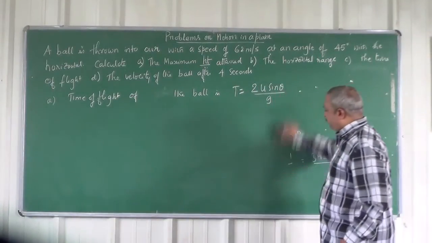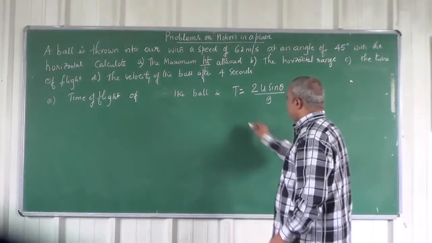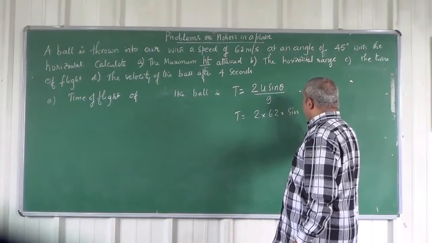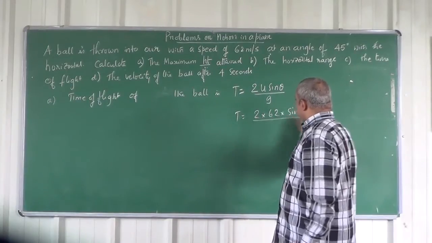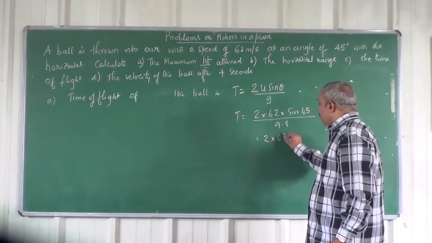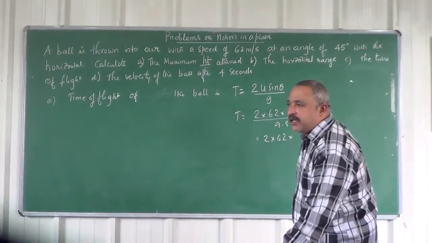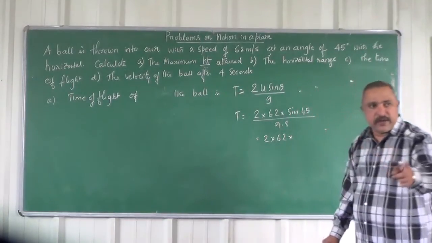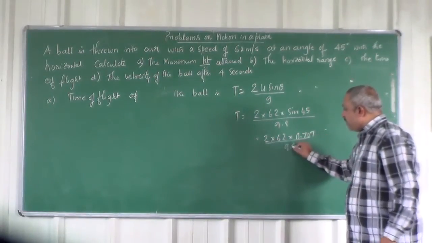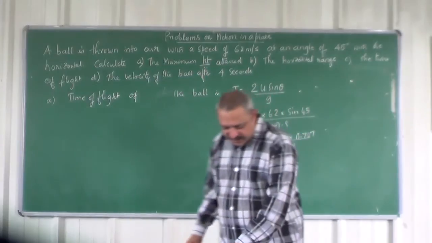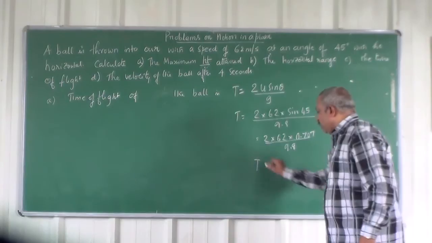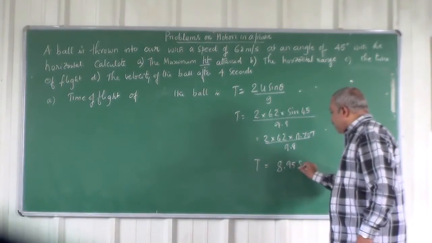Now we substitute the respective values. 2 into 62 into sin 45 divided by 9.8. Sin 45 in decimal, just now I told you, is 0.707. Dividing by 9.8 and simplifying this, you would get around 8.95 seconds. T equals 8.95 seconds.